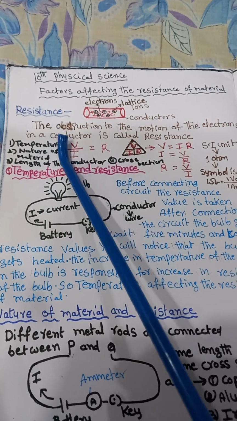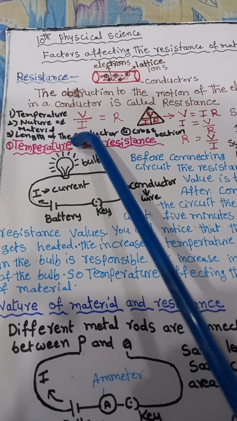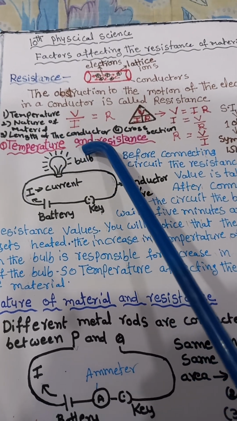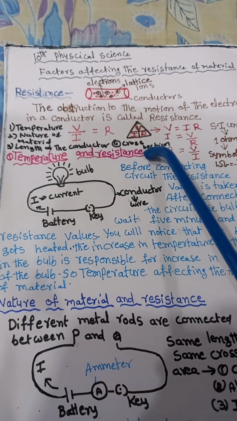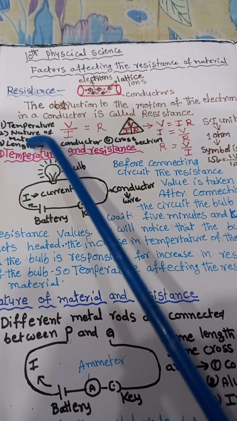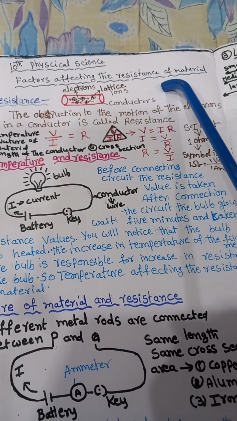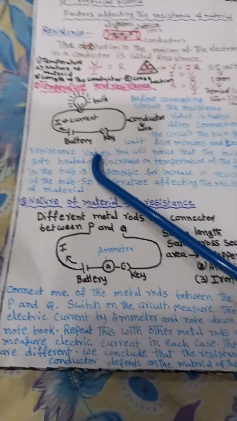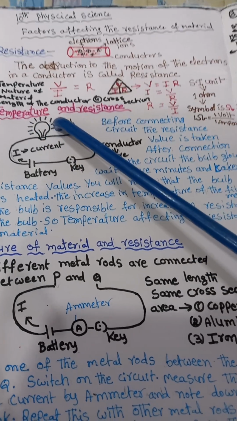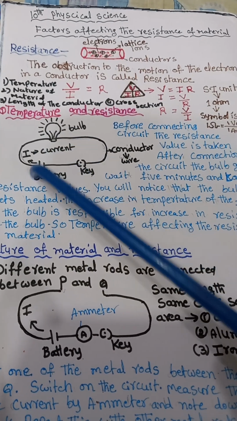And the factors are temperature, the nature of materials, the length of the conductor, and the cross section. So these 4 factors are affecting the resistance of material. First one, temperature and resistance. So here is the activity.